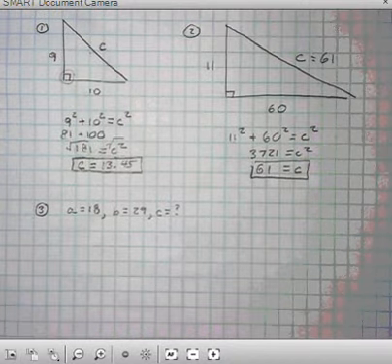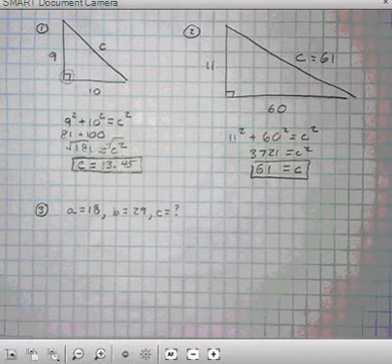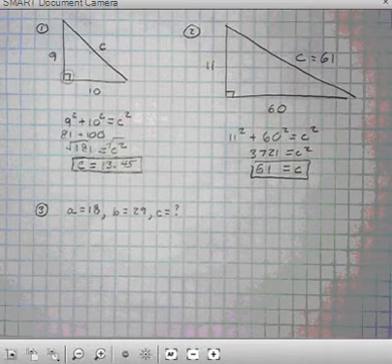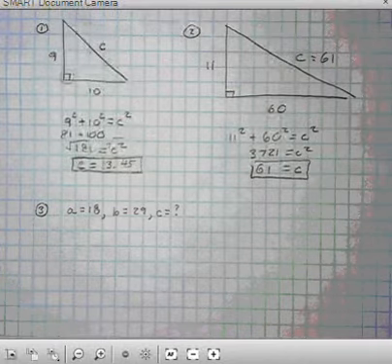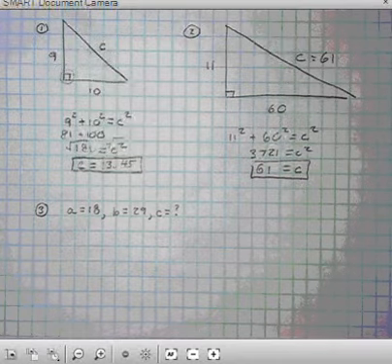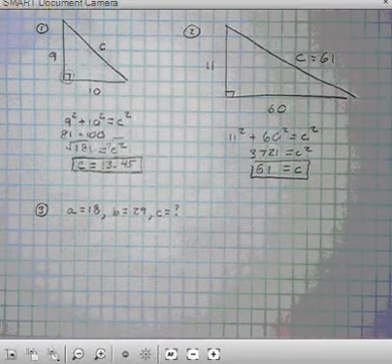As a side note, your A and your B can always be switched. They do not have to be the same. Your C is always your hypotenuse. It is always that longest side. It is always the diagonal. It is always the one across from the right angle. Hypotenuse is always C, the longest side.